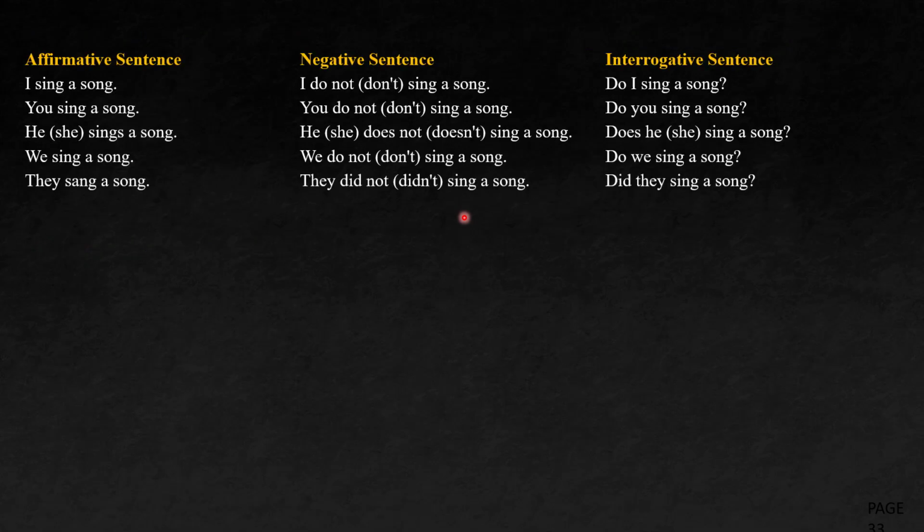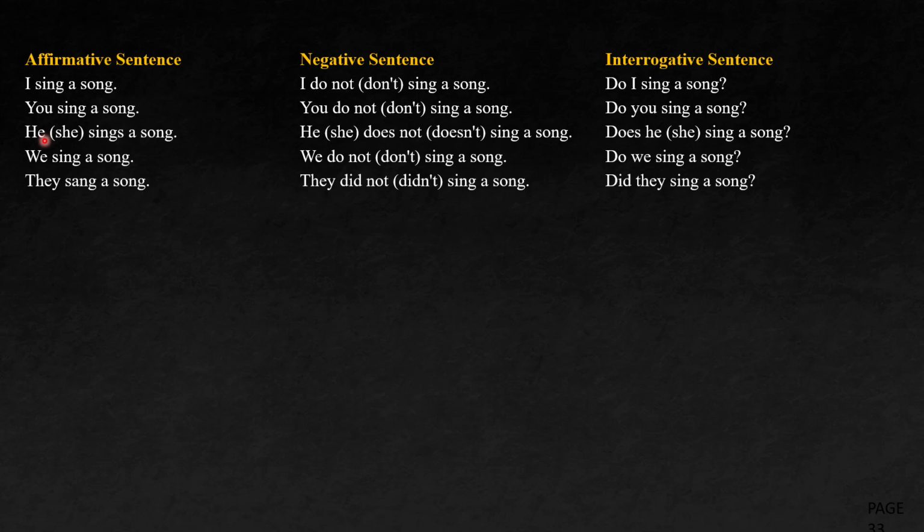Next are affirmative, negative, and interrogative sentences in one particular format. Let's take one. First is the affirmative sentence: I sing a song. Negative: I do not, I don't sing a song. Interrogative: Do I sing a song? Do I need to sing a song, like that? You sing a song. You do not sing a song. Or, do you sing a song?